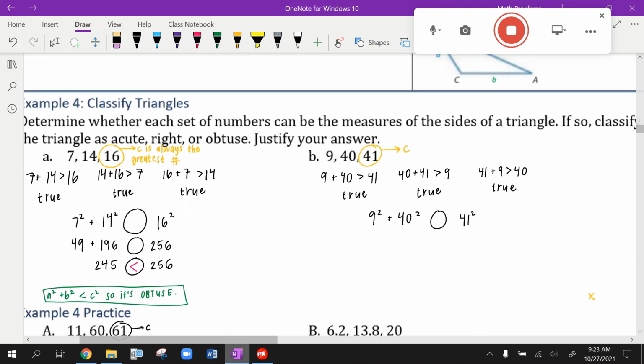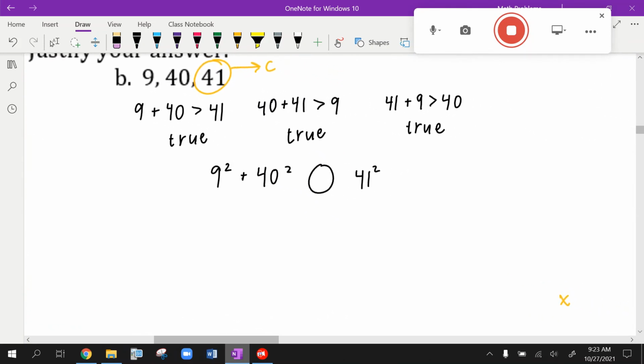Let's try another one. First, always start by making sure these numbers can even make a triangle. So I choose any two sides, make sure that the sum is greater than the third side. And once I find out that that's true, now I can go ahead and see what type of triangle it makes. Remember, the largest side is always c, so I have a squared plus b squared, and I want to see how does that compare to c squared.